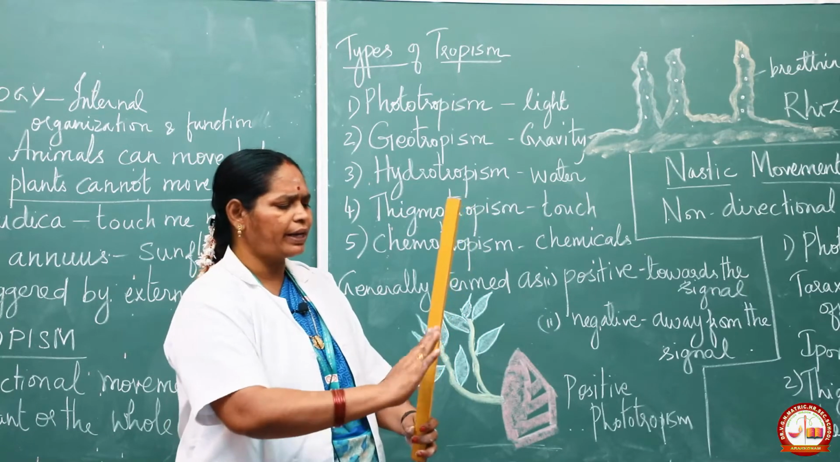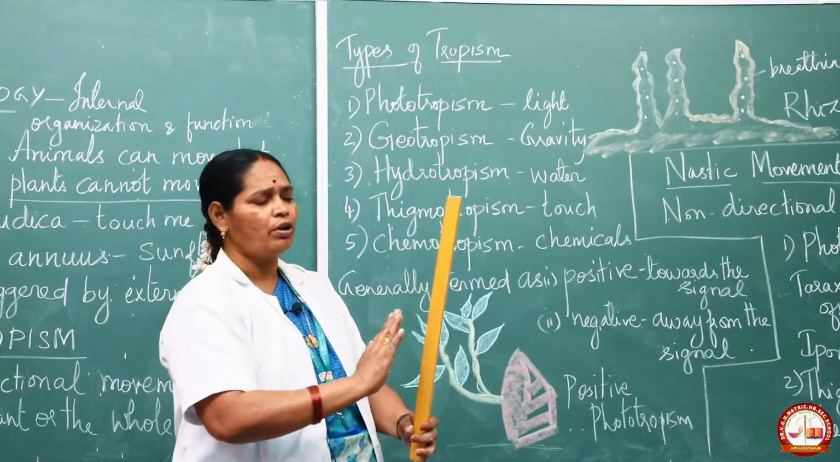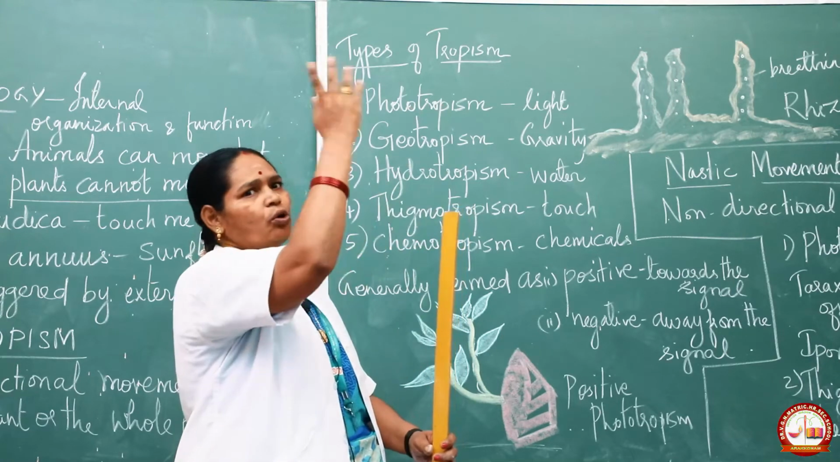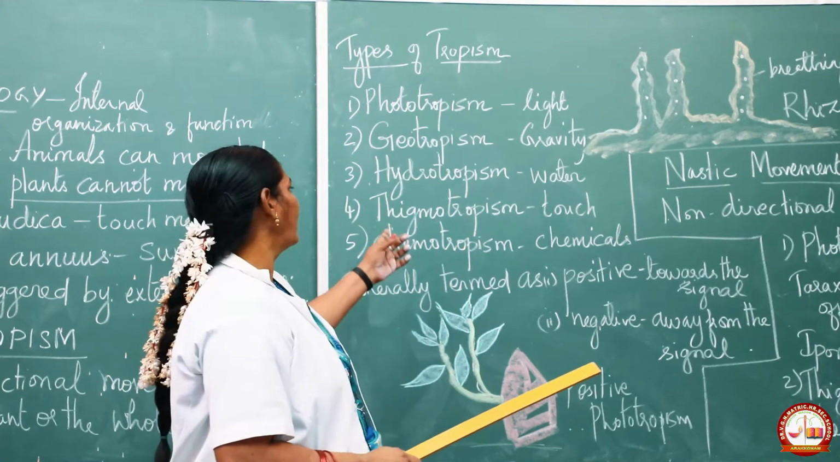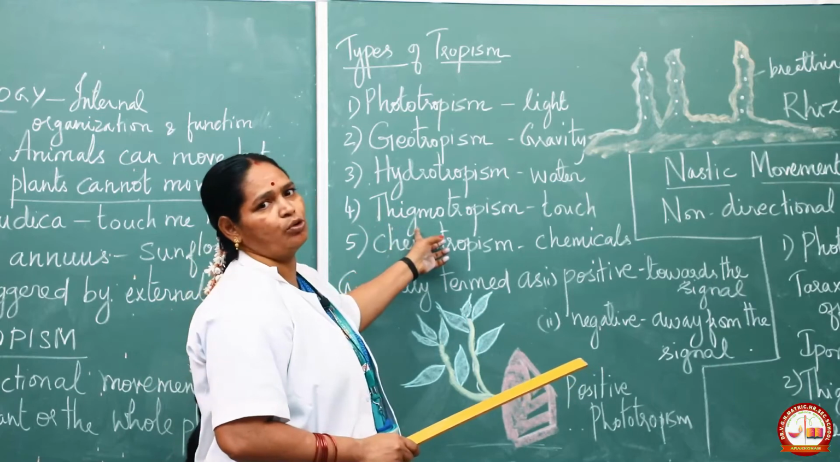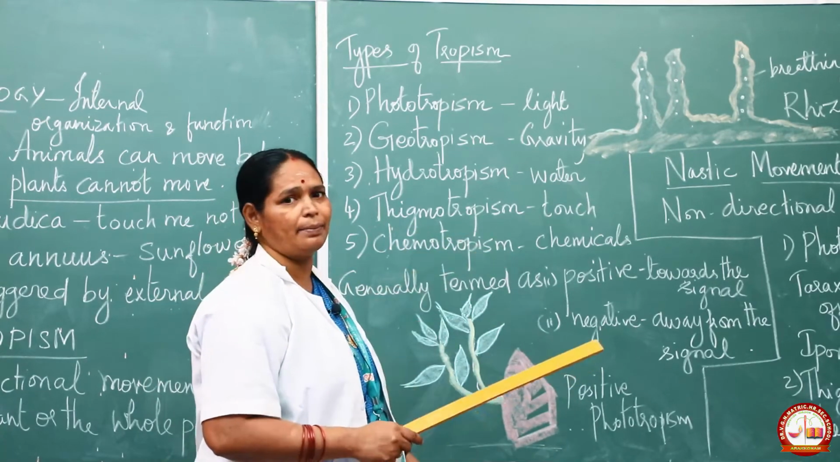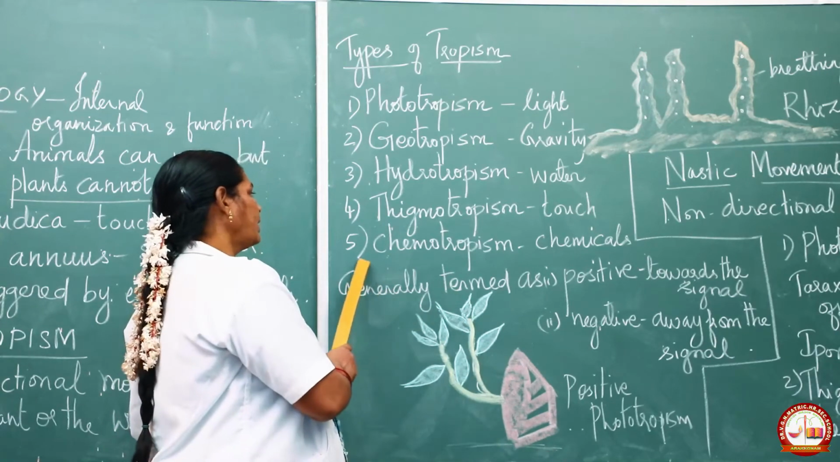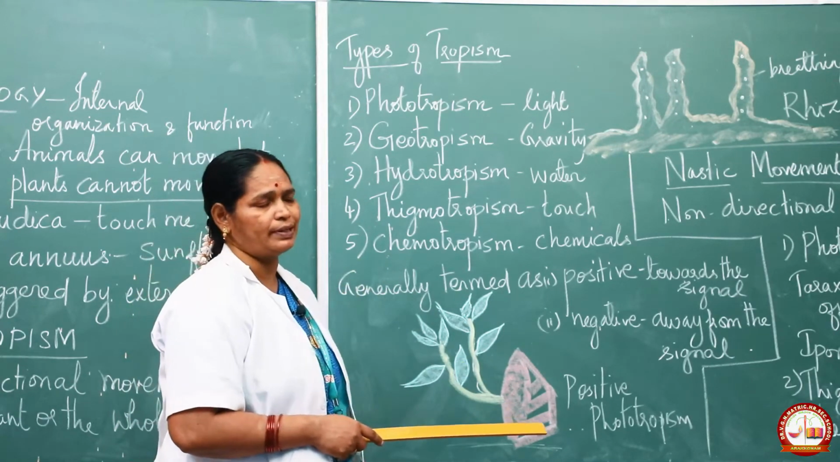When the grapevine or the creeper moves, it goes and touches and feels the support and then it winds around it. This is the movement they have, that is called what? Thigmotropism. A very good example: betel vine, grapevine, climbers, etc. And the next, the fifth one, is chemotropism.